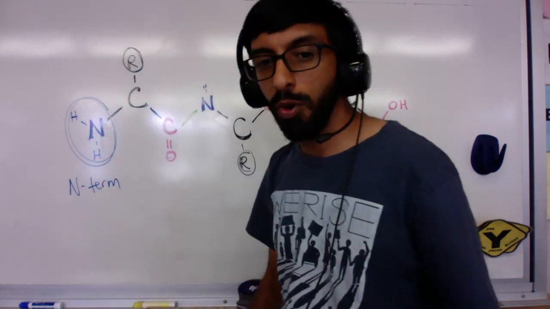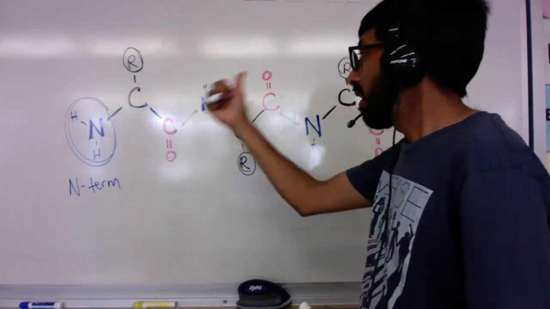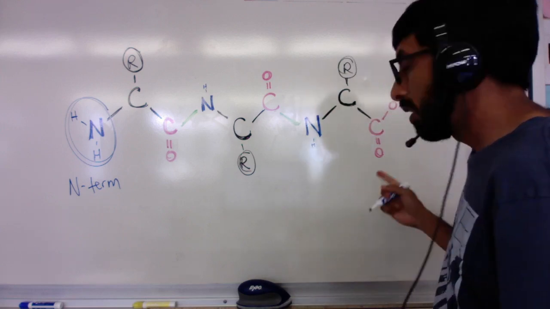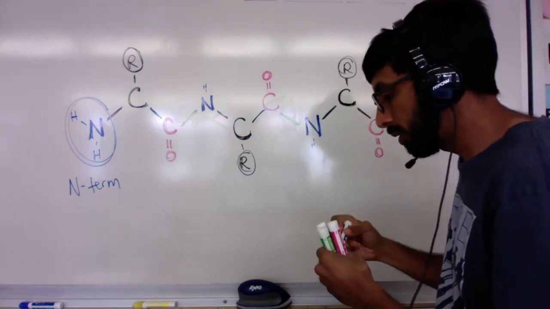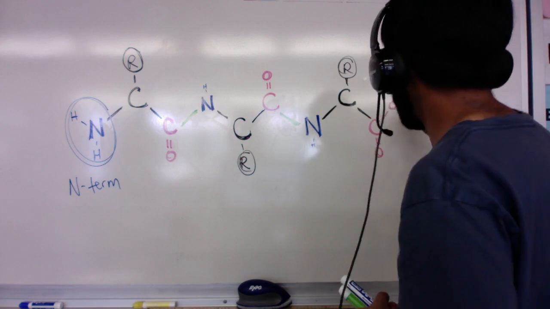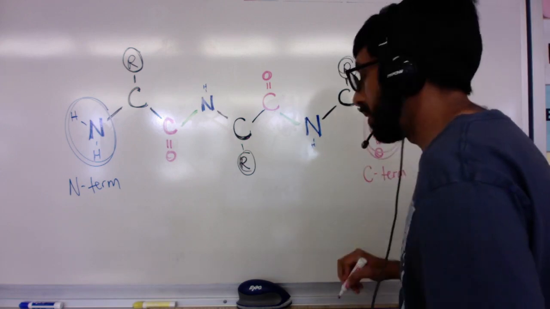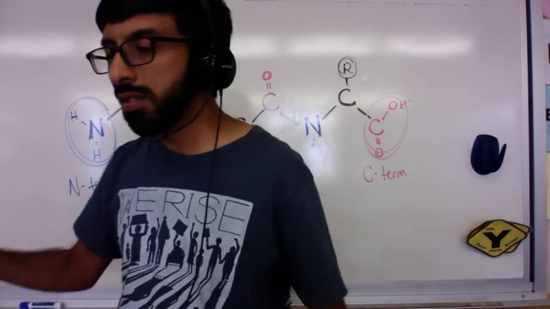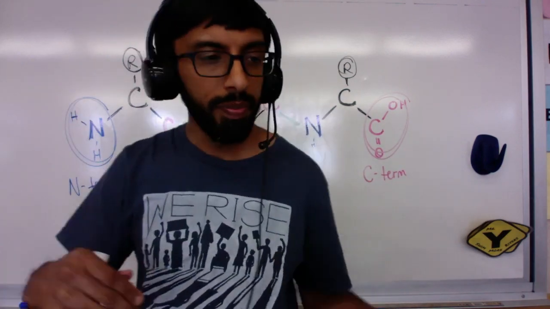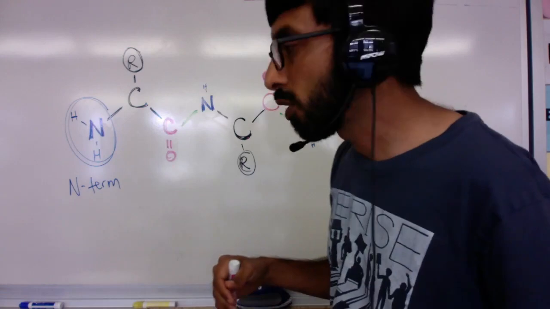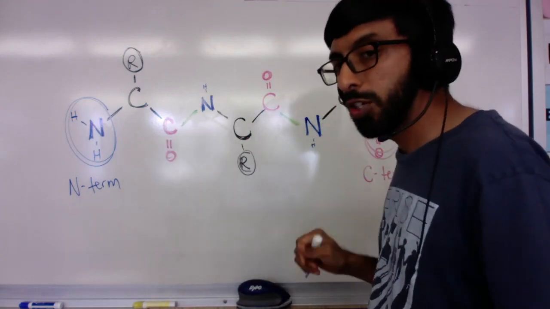So the N term or N terminus is at one end. The other end of the molecule, if you notice, has a carboxyl group. So I can circle that up and say that's the carboxyl or C terminus. Now we have our two ends, the amino end, the N term, and the other end, the carboxyl or C terminus, and we have a directional molecule.